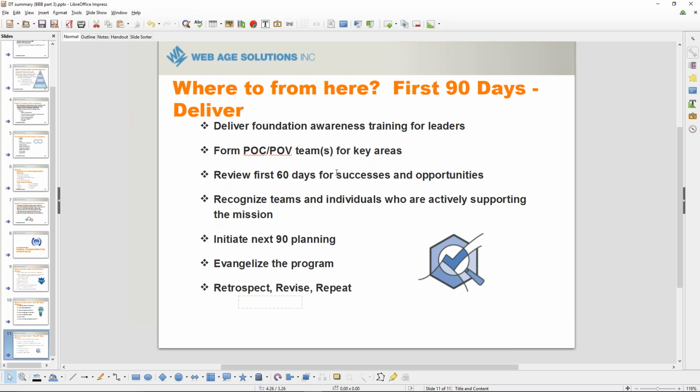Near in the last part of the first 90 days, we want to start planning for the next 90 days. And we need to have more aggressive messaging that's not just informational, but also promotional.